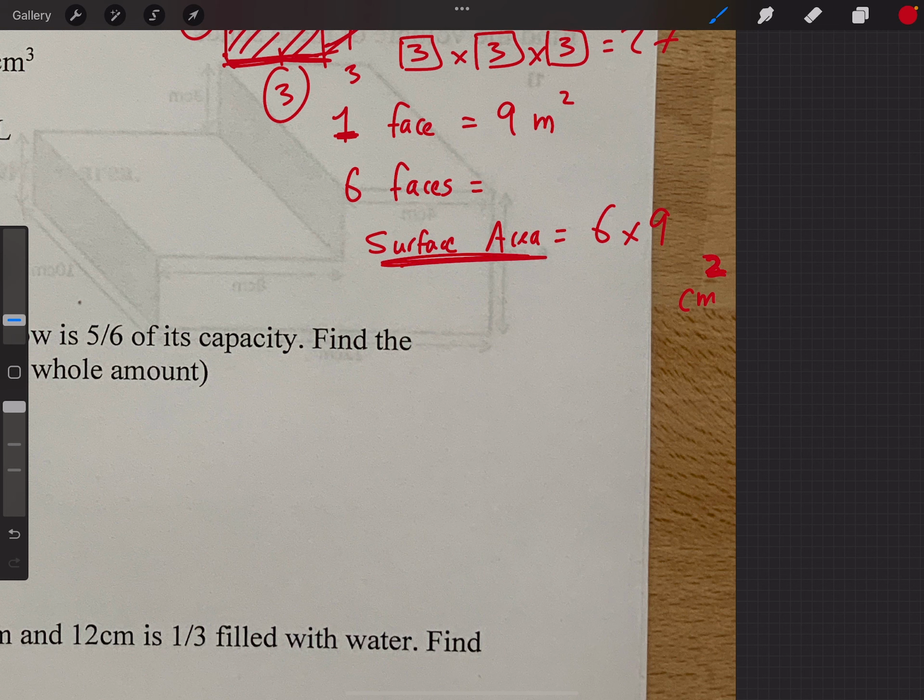Question 5. 3 meters cubed is equal to, I see, 3 meters cubed. Now let's establish that 1 meter cubed is equal to, what is that? I think it was 1,000 liters.